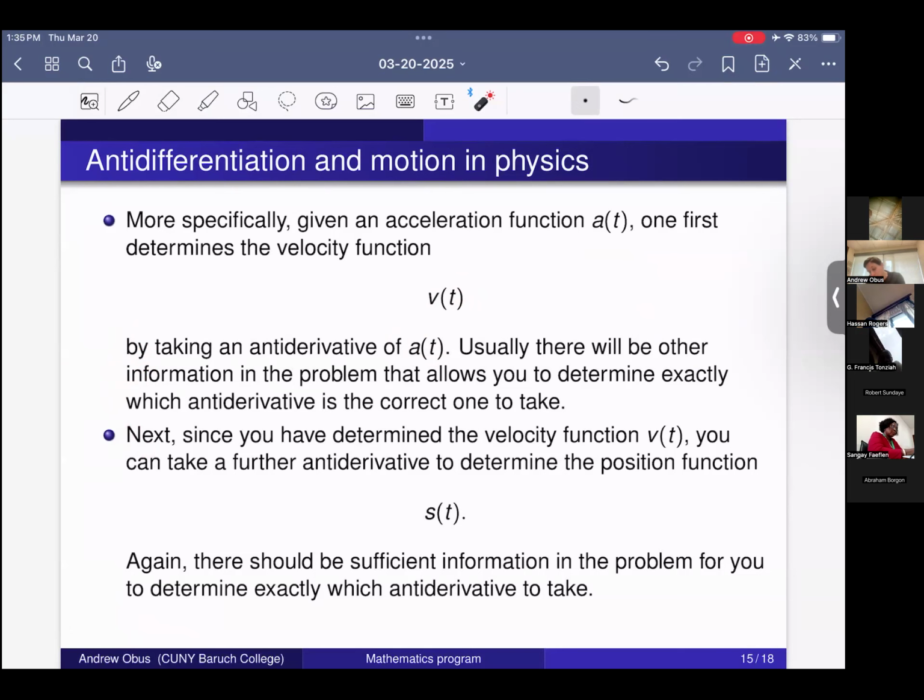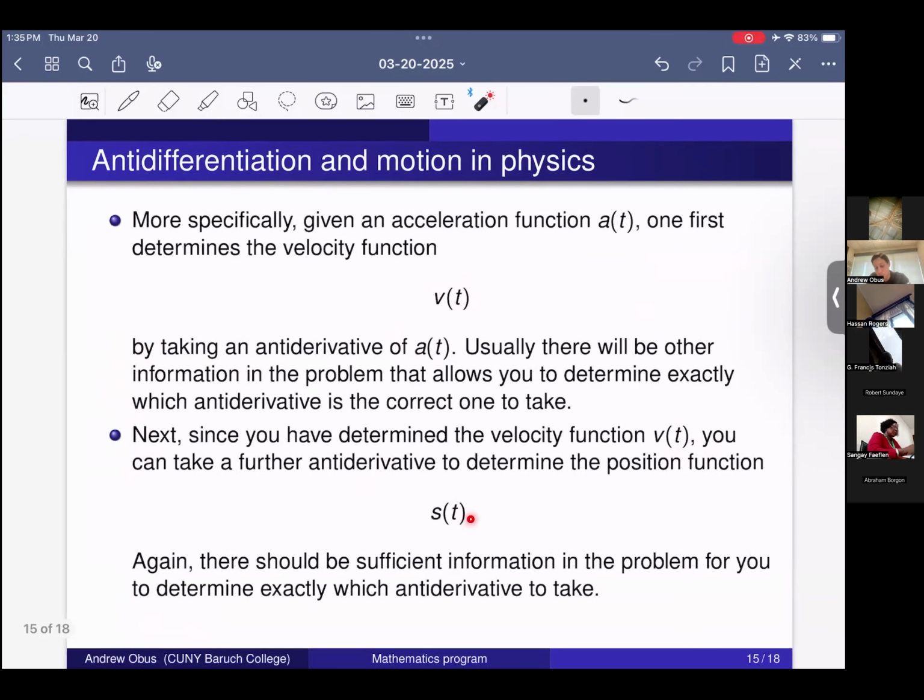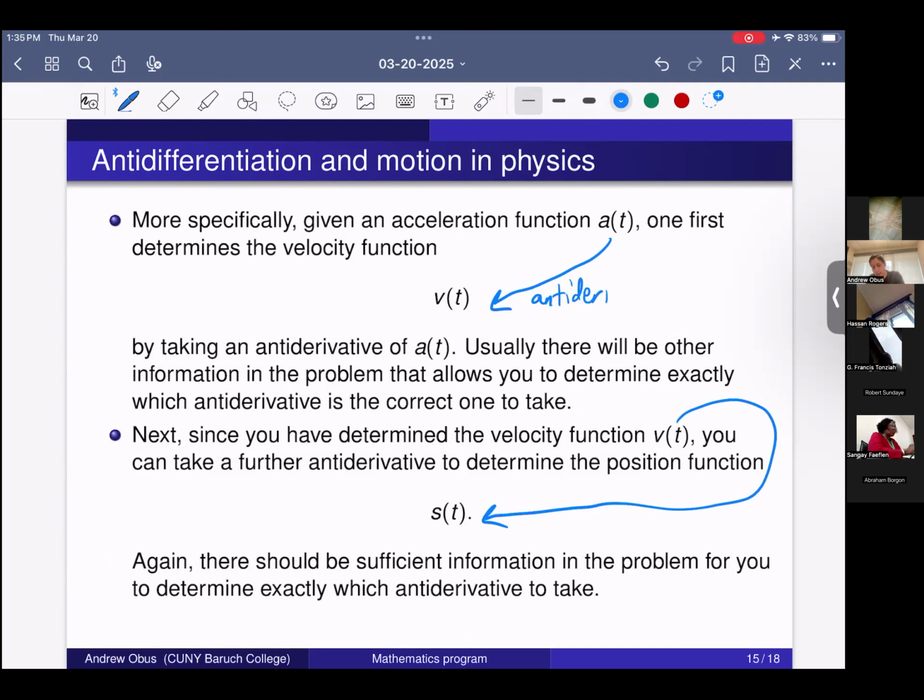And then, since we've determined the velocity function, we can take a further antiderivative to determine the position function. And again, there should be something in the problem that tells you which is the right antiderivative to use. Okay? So you can go from acceleration to velocity, and then from velocity to position, and both of these are accomplished by taking an antiderivative.